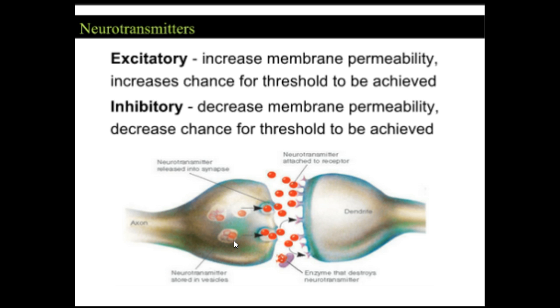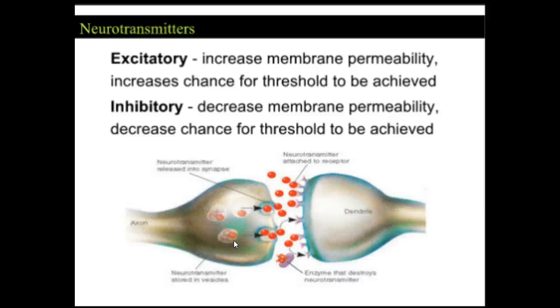So we have two types of neurotransmitters. One are called excitatory, which increase membrane permeability, increase the chances of threshold to be achieved. So what happens is they release this neurotransmitter, and it actually tells the sodium channels to open up, and it tells it to get this process started.